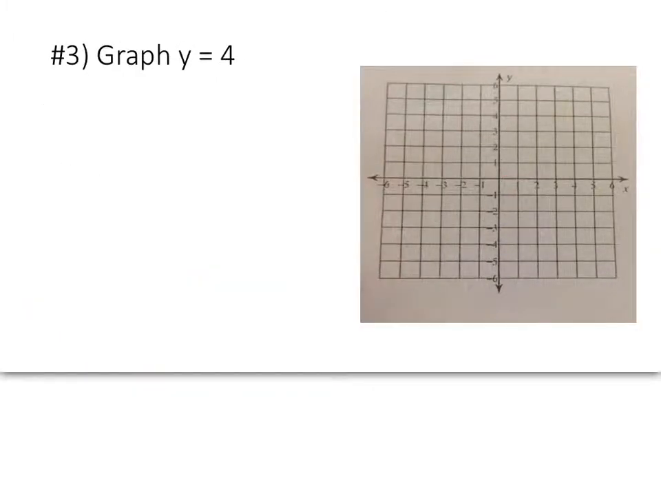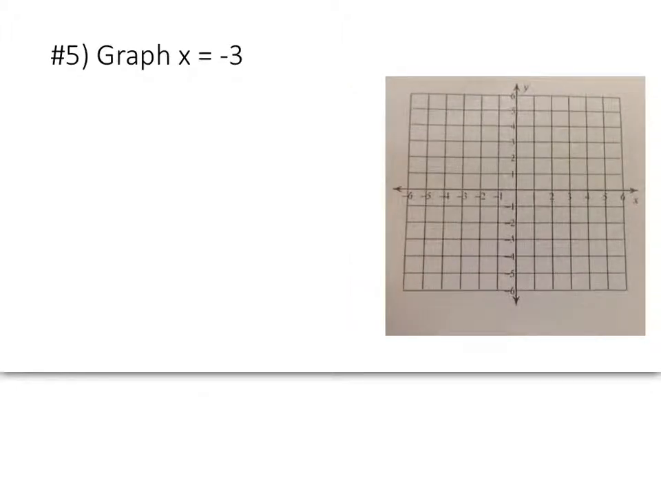Alright, now they want us to graph y equals 4. Well, here we don't even really need to worry about finding the x and y intercepts. Y equals 4 is right there, and it is a horizontal line. So you just extend it and you're done. Alright, let's try this one. X equals negative 3. So I'm going to go to where x equals negative 3, plot my point, and then you just extend the tick marks. So you have a vertical line for that one.